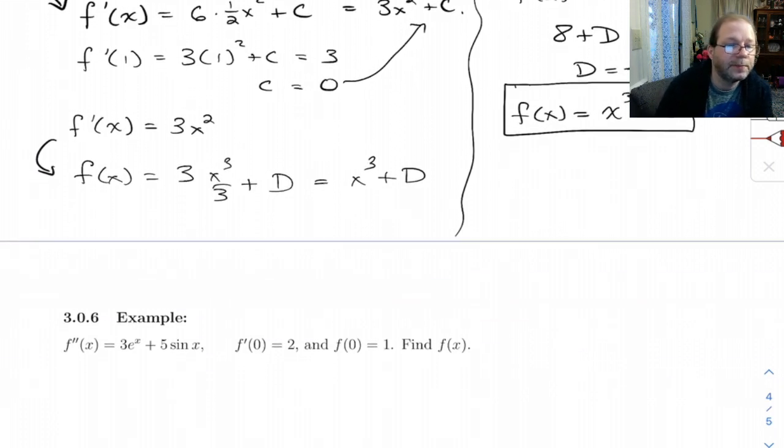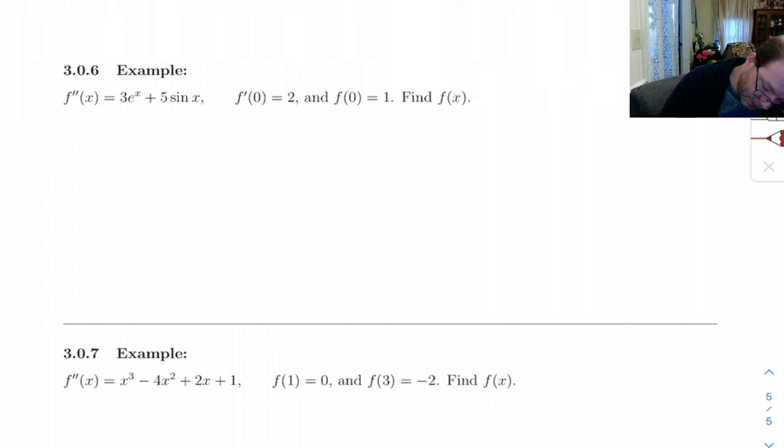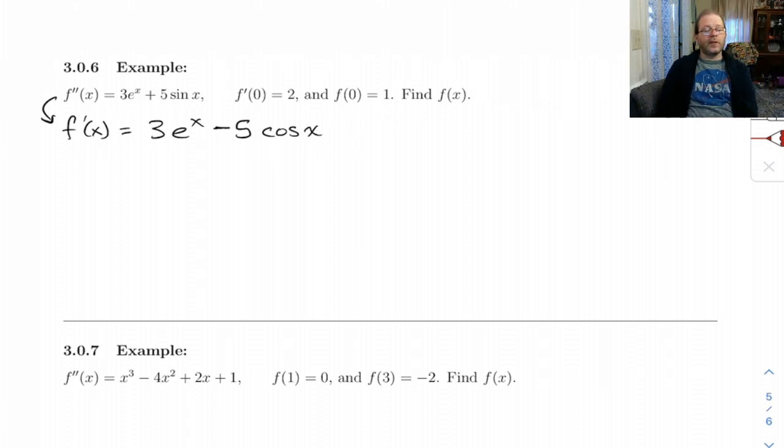All right, let's look at another one. On this one, we've got f double prime is equal to 3e to the x plus 5 sine x, and they've given us f prime at 0 and f at 0. All right, so first up, we'll take the antiderivative to get f prime. And when I do this, I get 3e to the x. The antiderivative of sine is negative cosine, so I'm going to put the negative back in the front there. And then we get plus c.